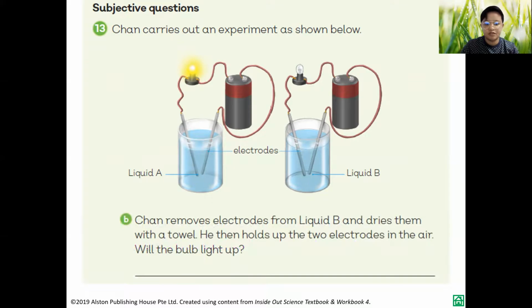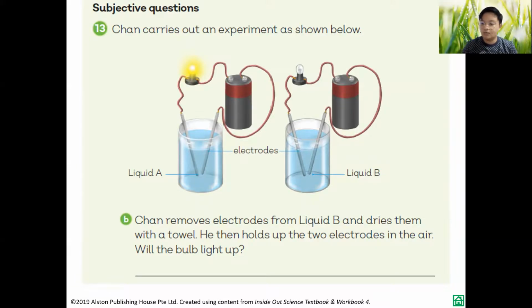Letter B, Chan removes electrodes. This rod-looking thing is what we call the electrodes. It is removed from liquid B, taken out from the water, dried with a towel, and then he holds up the 2 electrodes in the air. So the question is, will the bulb light up?